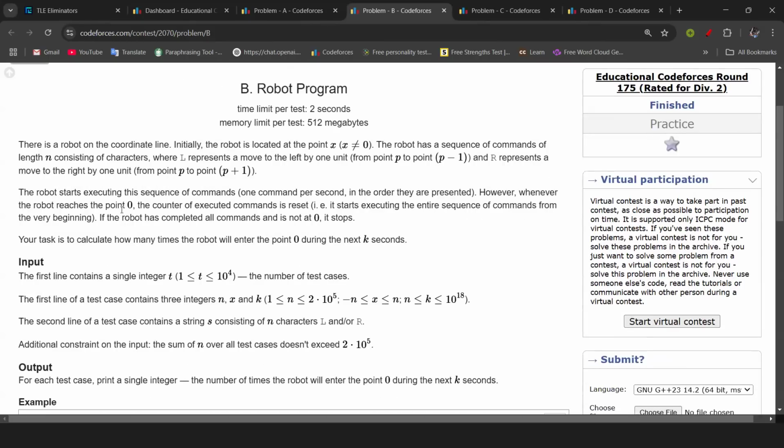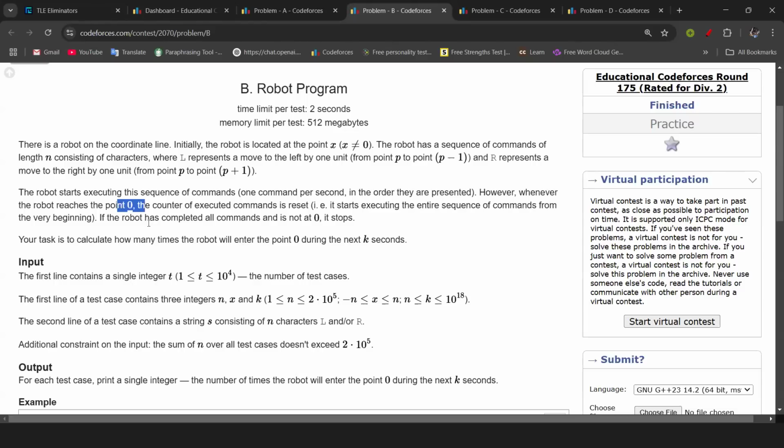However, whenever the robot reaches the point 0, the counter of executed commands is reset. That is, it starts executing the entire sequence of commands from the very beginning. Okay, so the robot is initially at some point X, and then it executes some sequence of commands, which is either move to the left or move to the right. Once it starts moving, if at any point it reaches the point 0, then all the executed commands are reset and it again starts executing from the start.